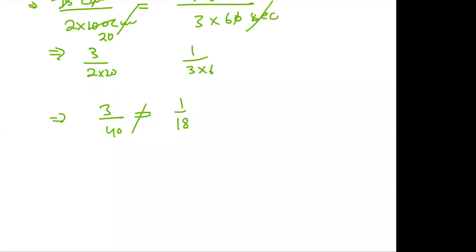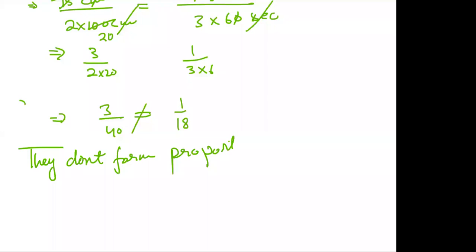No, they are not equal to each other. So can we say that they form proportion? Do they form proportion? Beta, do they form proportion or not? Yes, they do not form proportion. Okay, they are not equal to each other. It means they do not form proportion.